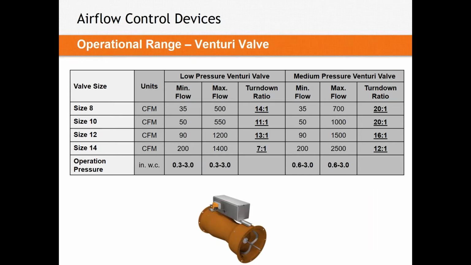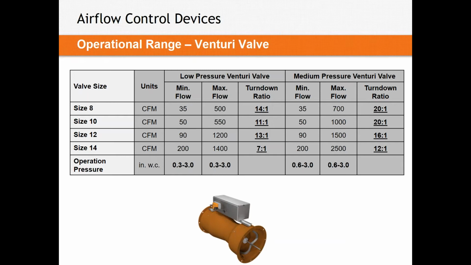And this data here is again fairly generic amongst manufacturers, but what I want to point you to here is that operational pressure. Venturi valves, just generally speaking, do operate at a higher pressure drop. So let's look at the worst culprit, the medium pressure Venturi valve on the right here. At a minimum, you must have 0.6 inches of pressure across that valve, differential pressure drop across that valve, all the way up to a maximum of 3 inches of pressure drop.